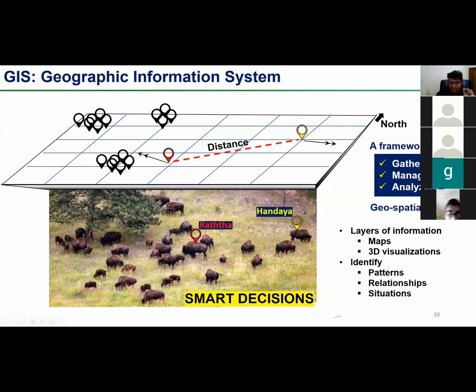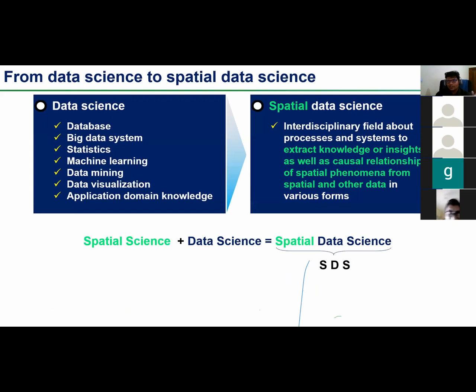It is quite challenging. Now, because of that, we move from simple data science to spatial data science. As I told you, the first part, or the nature of data science, is about databases, big data systems, statistics, machine learning, data mining, data visualization, and whatnot. All these things are like modern applications. We'll come to that in a while.